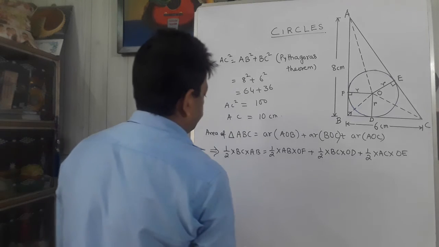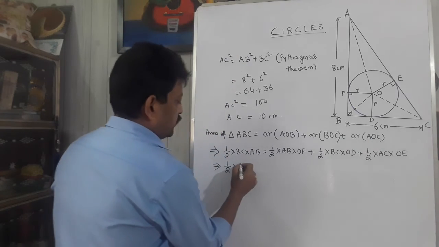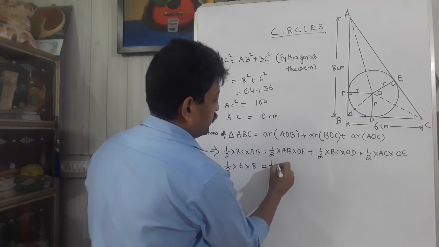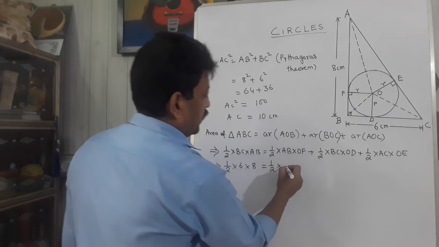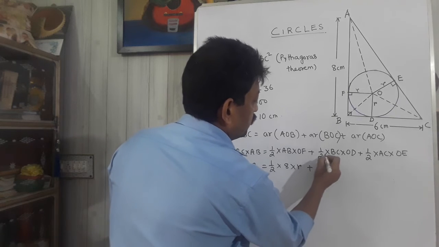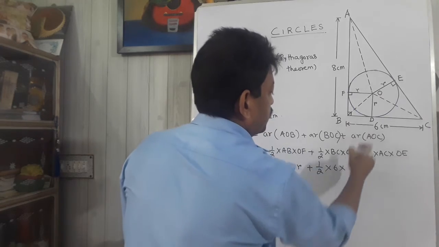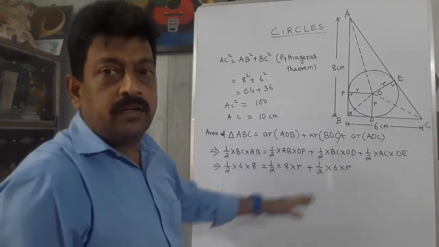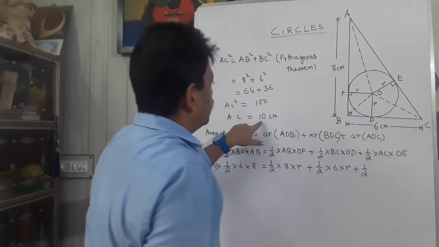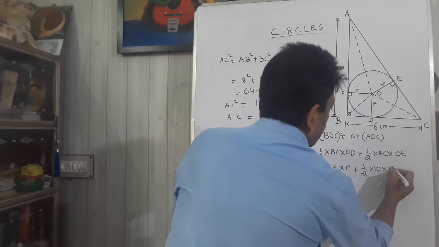Now replace these values. Replace BC with this value. What is BC? BC is 6 centimeter. AB is 8 centimeter, equals half. What is AB? Here AB is 8 centimeter. OF is the radius. We don't know the radius, so write it as R. Half, what is BC? BC is 6 centimeter, and OD is the radius, so it will remain as R. I have taken the radius as R, plus half AC. AC we have calculated as 10 centimeter, so AC will be 10, and OE is the radius, so R.